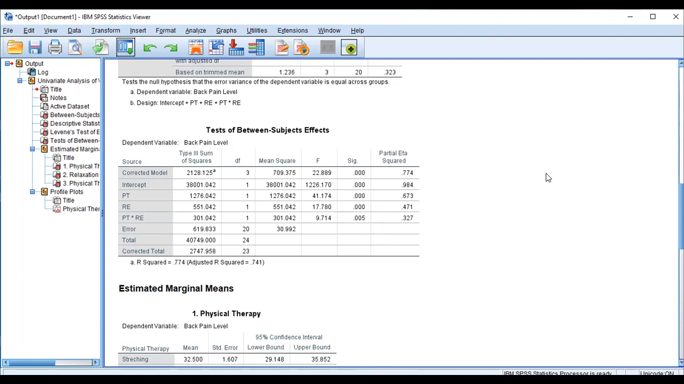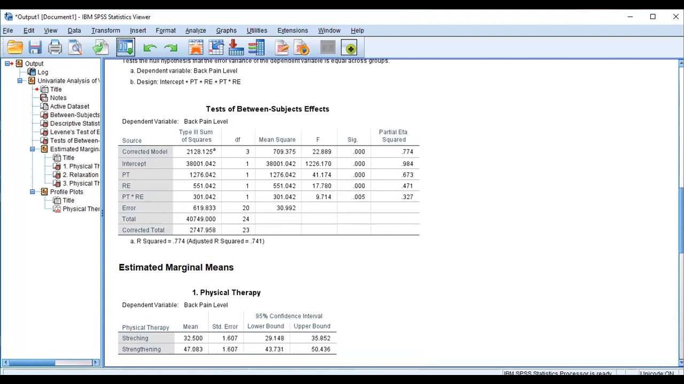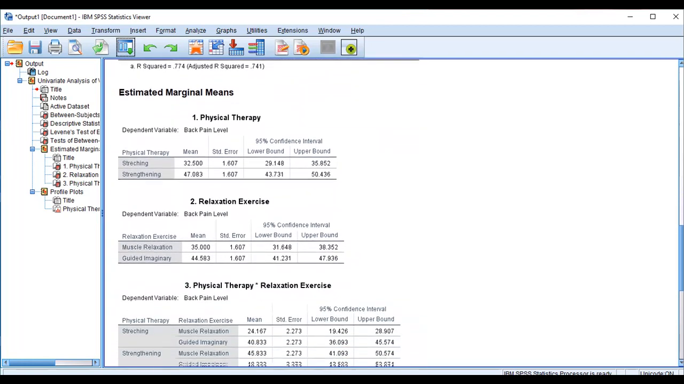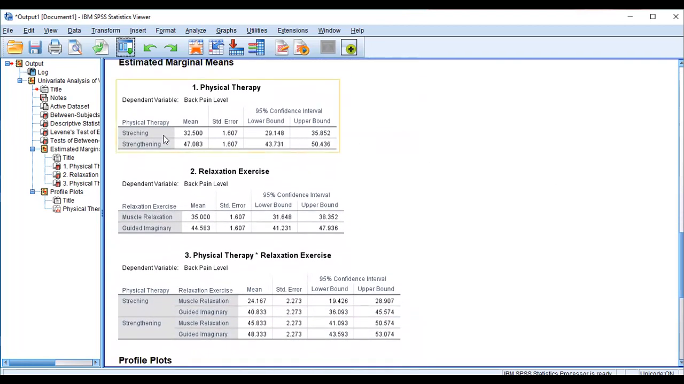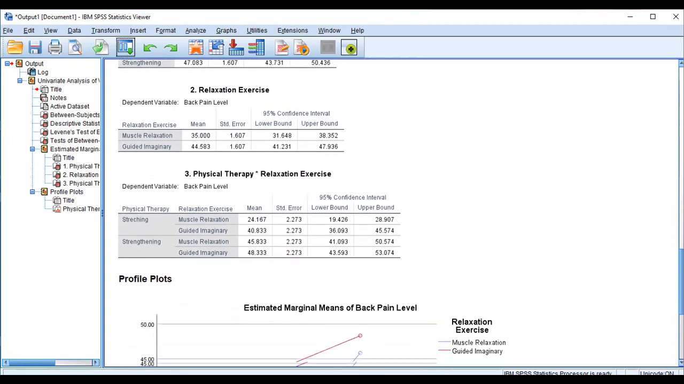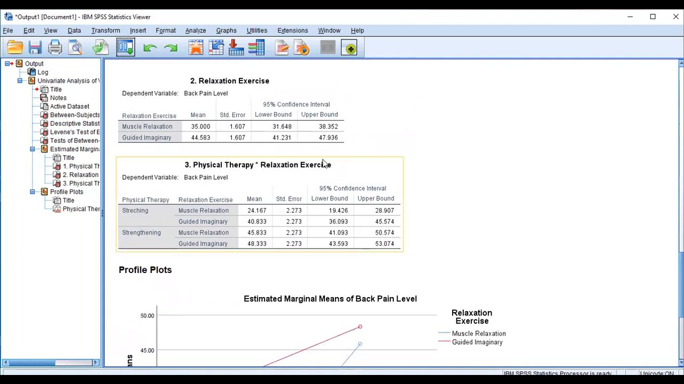So that being the case for accepting the hypothesis, here we are looking at the mean value. For stretching it is 32, for strengthening it is 47 something. So that's for physical therapy. For relaxation exercise, muscle relaxation the mean is 35 something, guided imaginary it is 44 something. And then for physical therapy and relaxation exercise, the values of stretching and strengthening are coming, and we are seeing whether significant differences prevail or not.